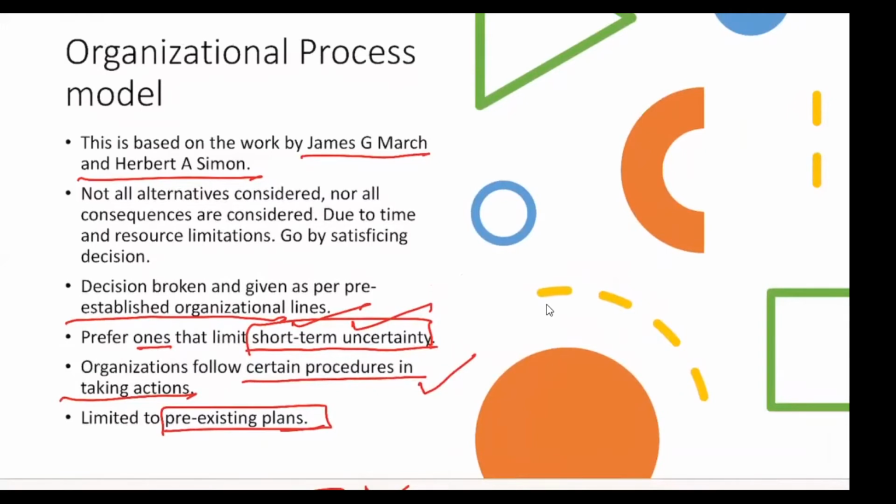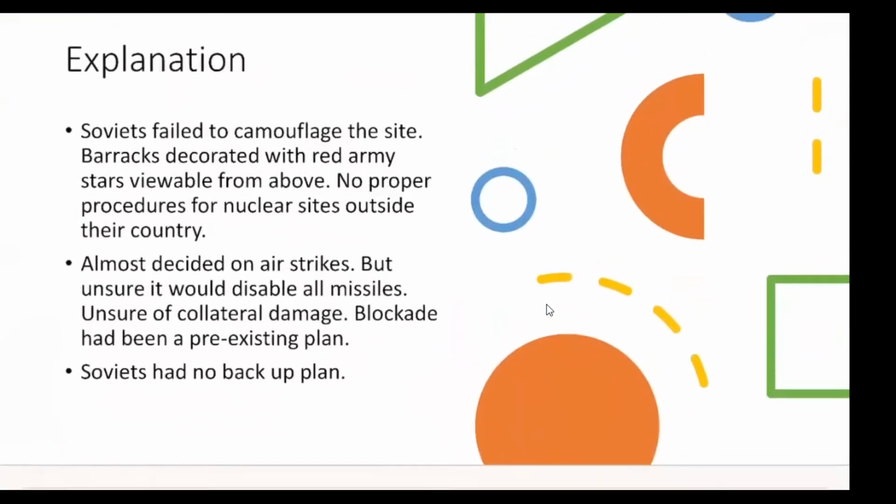So for example, in the case of the Cuban Missile Crisis, the model would say Soviets failed to camouflage the site. So they kept the weapons, but they failed to hide. Barracks were decorated with Red Army stars viewable from above. So why did they make this mistake? It is because there was no proper procedure for nuclear sites outside their country. So this is something completely new, and the organization that was expected to manage couldn't respond properly to this new situation. So that is why they were easily found out.